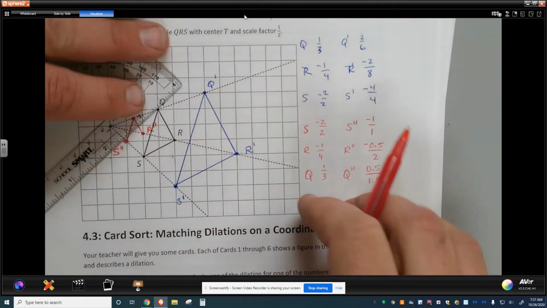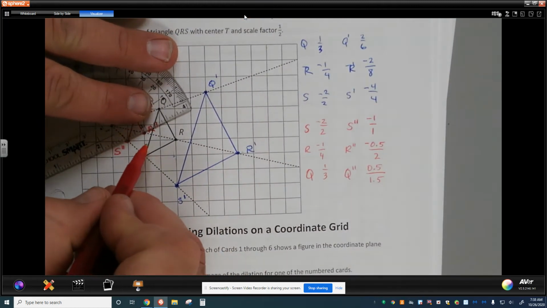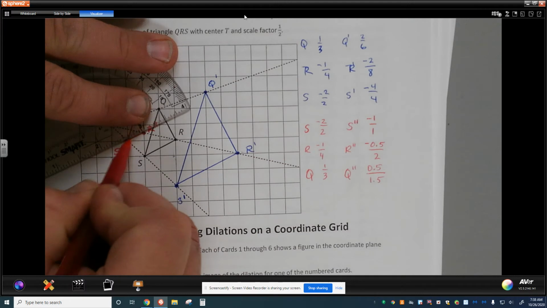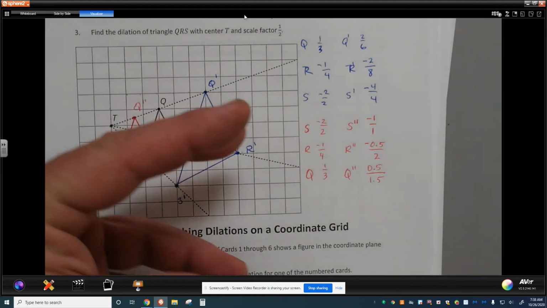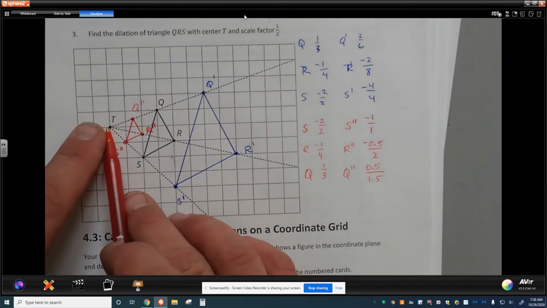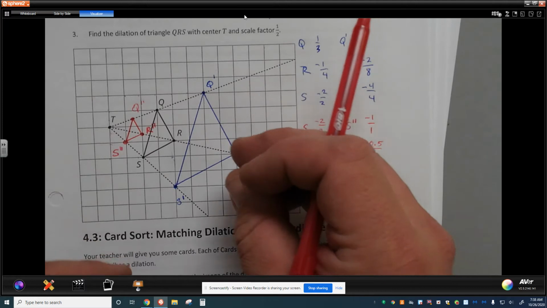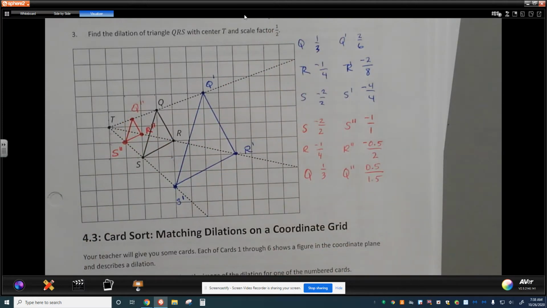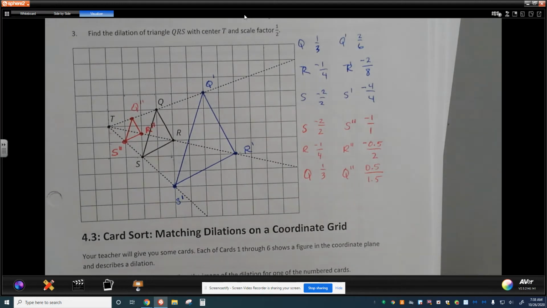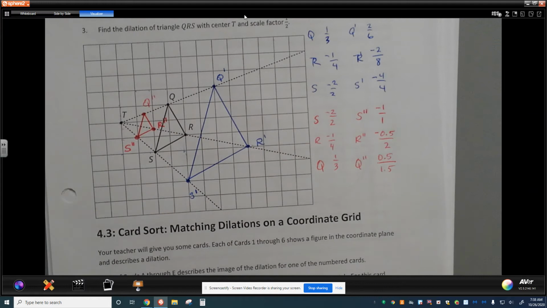Now, right here, we're not going to get absolutely perfect, but we're going to get as close as we possibly can. And you can see that the triangle from point T is continuously growing larger and larger as we get farther away from the center of dilation. And as we look at getting closer, it gets smaller and smaller. But again, it's proportional, so keep that in mind. Dilations must be proportional in their growth, whether it's getting larger or getting smaller.